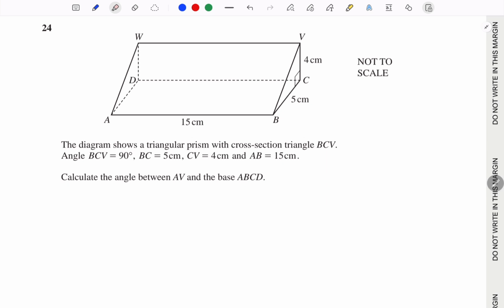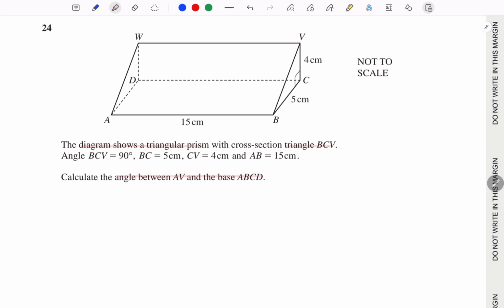Let's solve the next question. Here, the diagram shows a triangular prism with a cross-section triangle, triangle BCV. Angle BCV is 90 degrees, and BC is 5 centimeters, CV is 4 centimeters, AB is 15 centimeters. Calculate the angle between AV and the base ABCD.